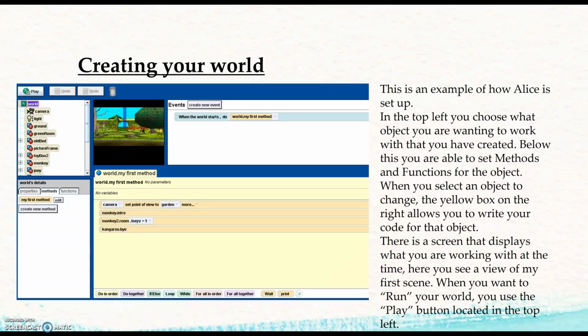This is how you would create your world. Up here, this gives you your objects that you can use. Here, once you select your object, you can write your methods and your functions. And then when you select your object to change, this yellow box here allows you to write your code for that object. This screen displays what you're working with at the time, and this is actually a view from my first scene from Jumpin' Joeys. And when you're ready to run your world, there's this play button here that allows you to do so.